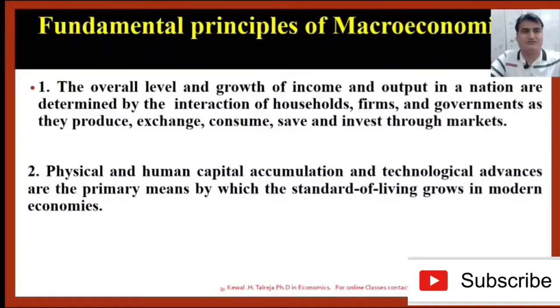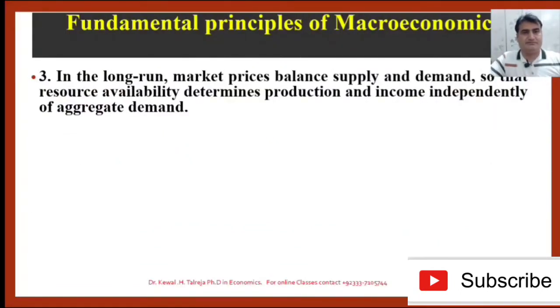The third principle is that in the long run, as we know, the long run is the period during which all costs are variable, and the prices for the factors, especially the price of labor, wages, can be renegotiated, and the firm can shift from one place to another or install new machinery to meet the market demand. So in the long run, market prices balance supply and demand, the firm produces the potential level of output and there are no price shocks, so that resource availability determines production and income independently of aggregate demand.